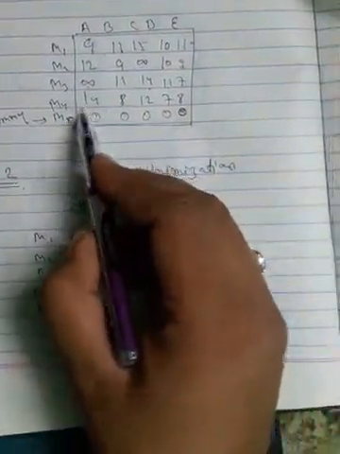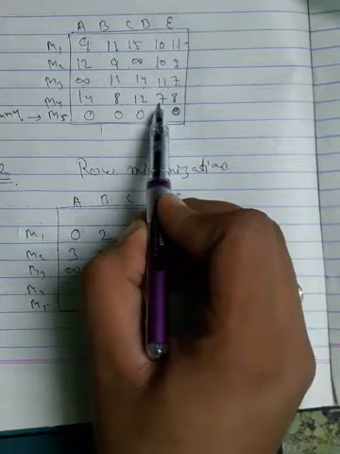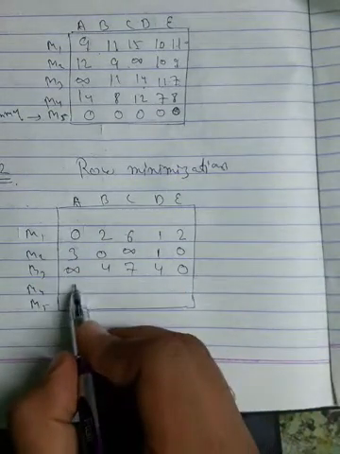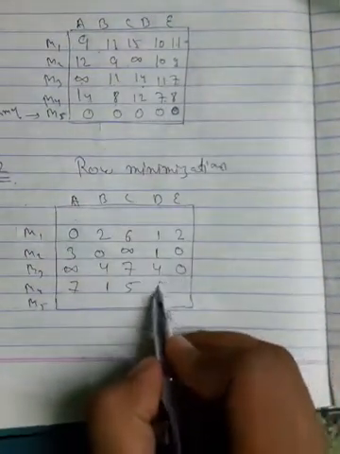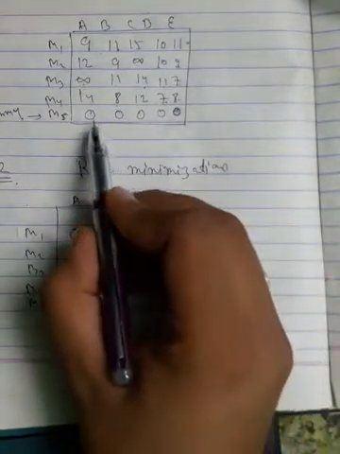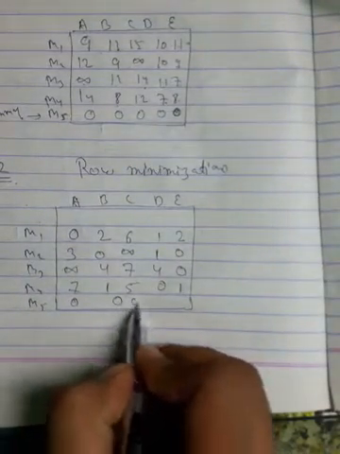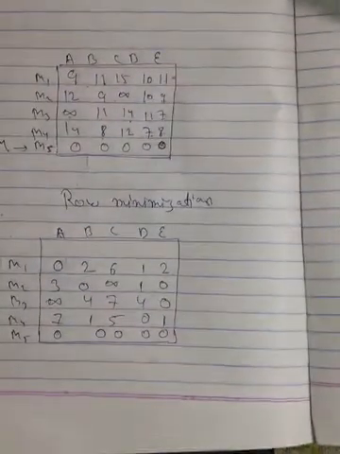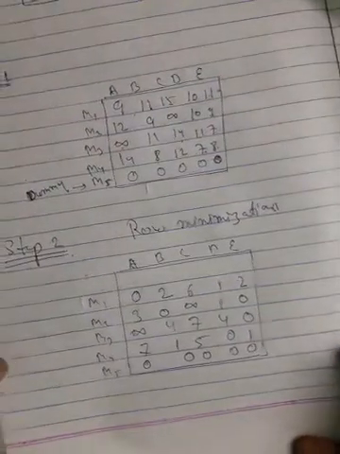Coming to the next row, that is 14, 8, and its minimum value is 7. So 14 minus 7 is 7, 8 minus 7 is 1, 12 minus 7 is 5, 7 minus 7 is 0, 8 minus 7 is 1. Now in the fifth row the minimum is 0, so write it as it is. Now coming to the next step, that is column minimization.